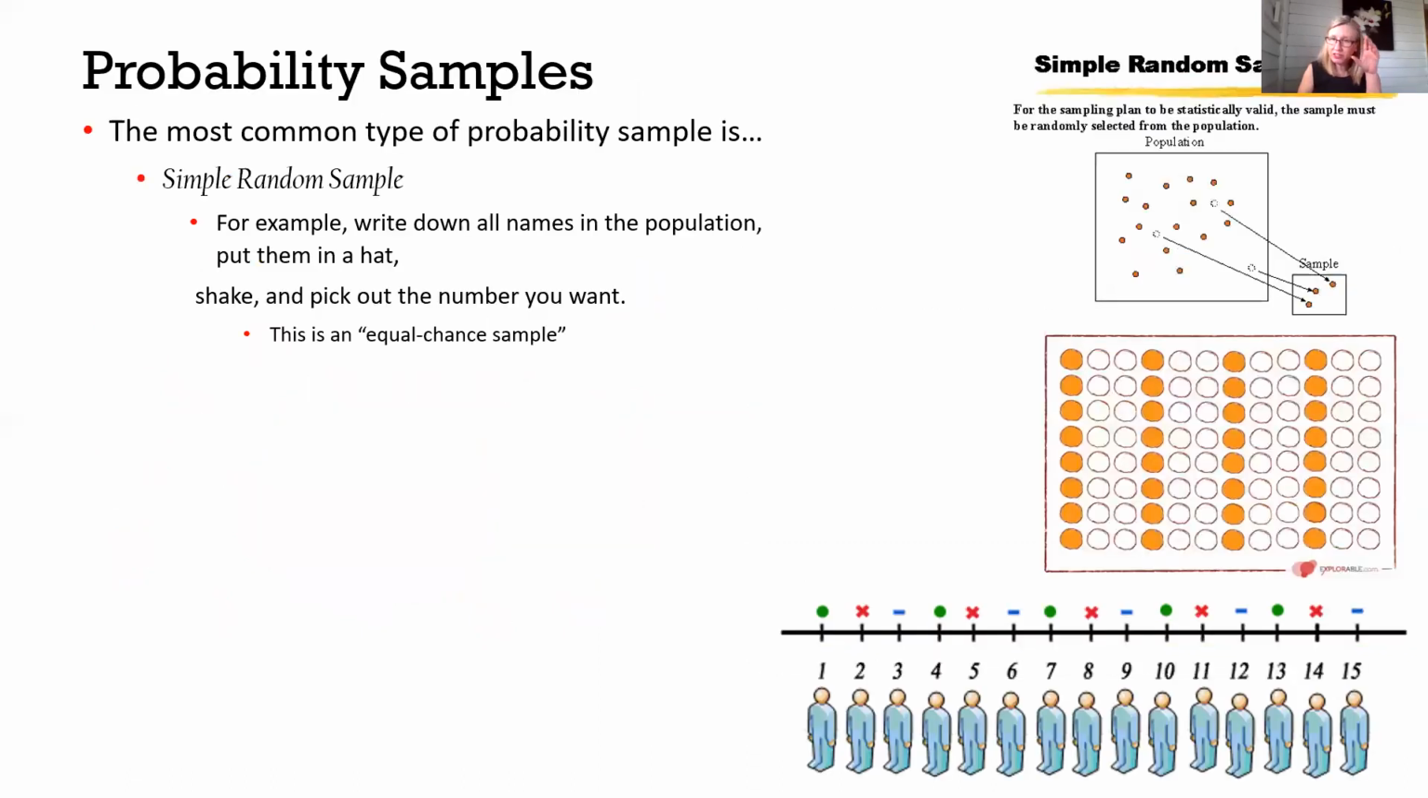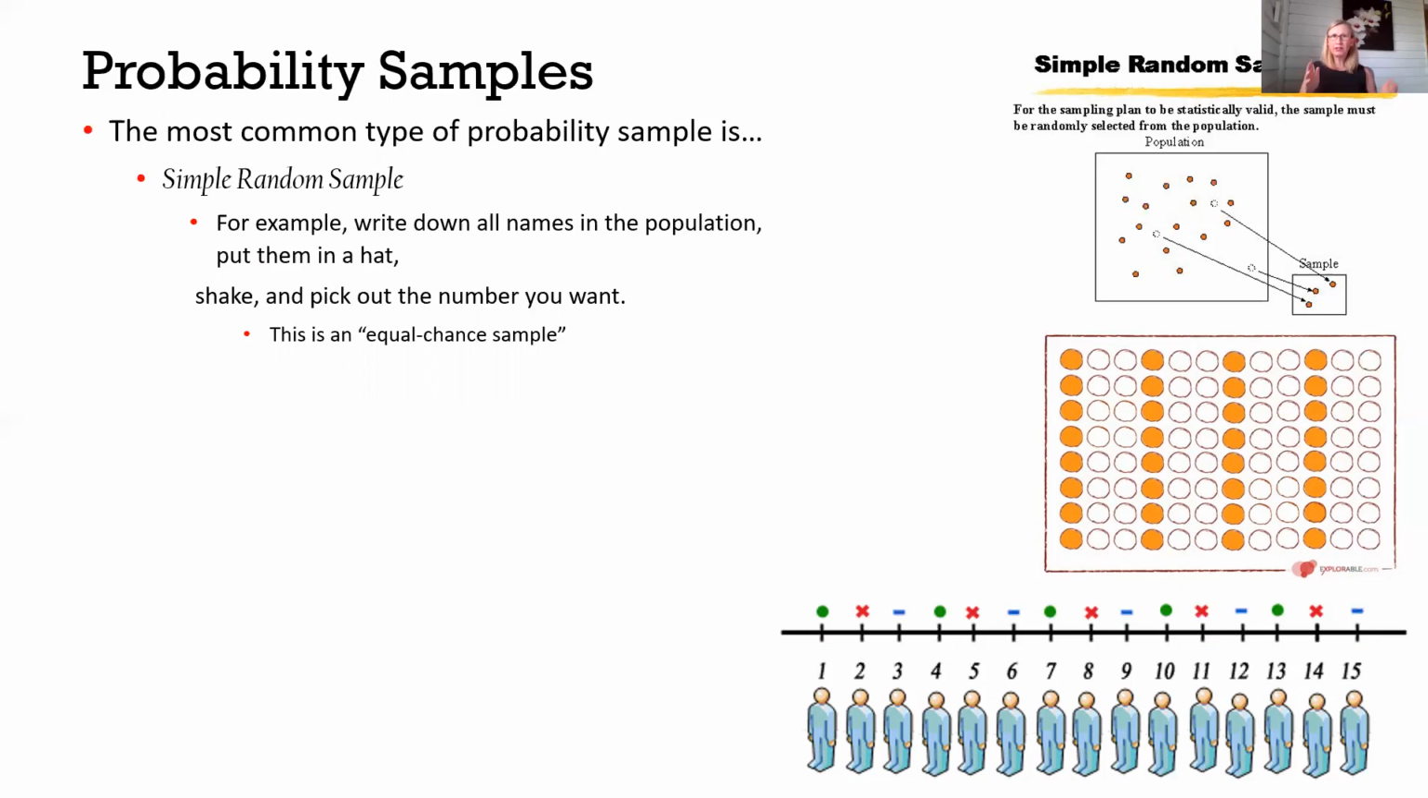Now, we have several types of probability samples. And again, this means that each member of the population has a known chance of ending up within the sample. Now, you might have heard of something called a random sample or random sampling. And this is where that is explained.